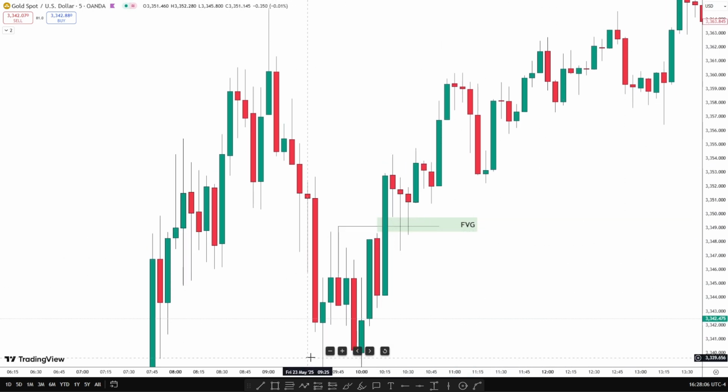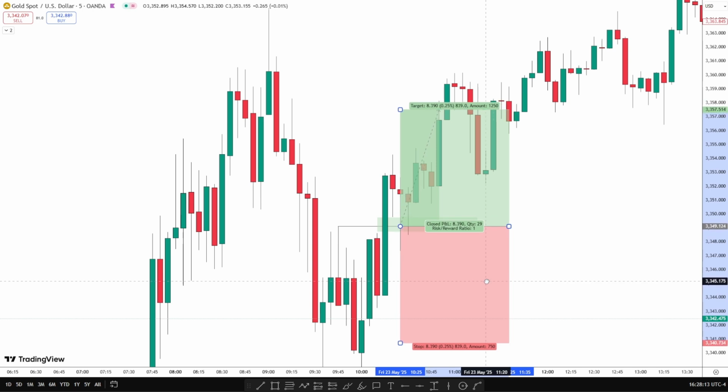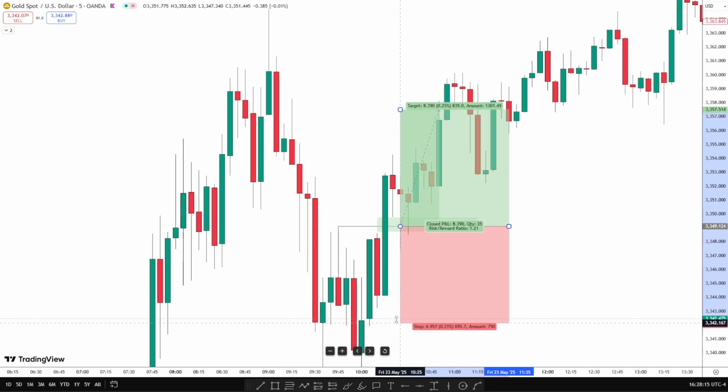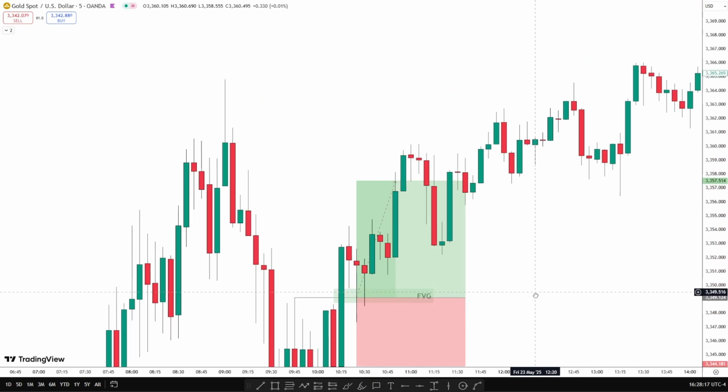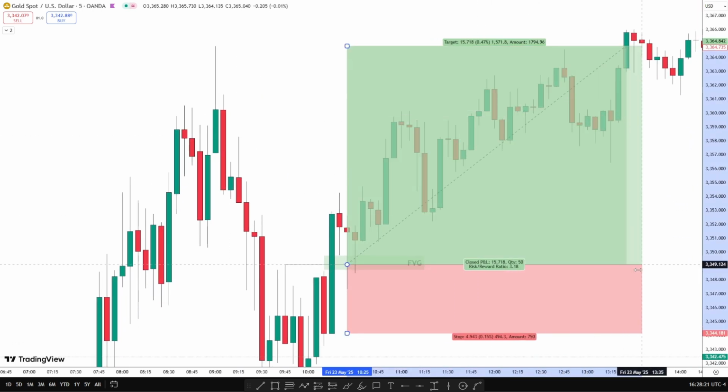So where could your potential entry have been in here? It could have either been the top of the fair value gap right here, or it could have been retesting the broken high right here, stop loss below the previous wick, targeting swing high right here, and there you go. Just like that, we've got another winning trade.